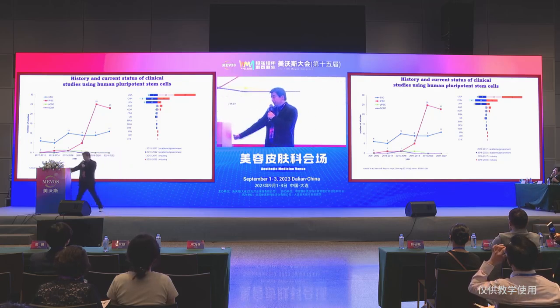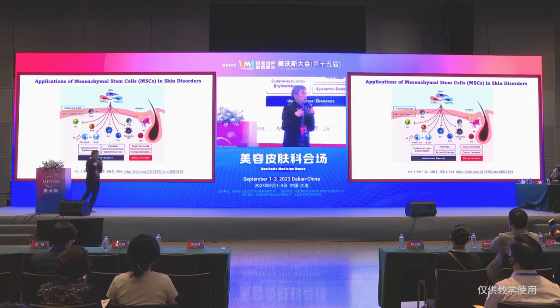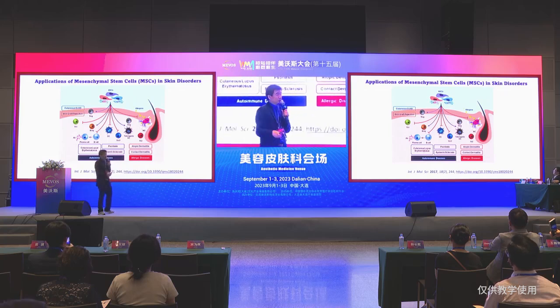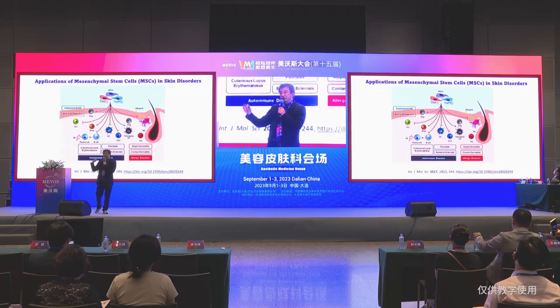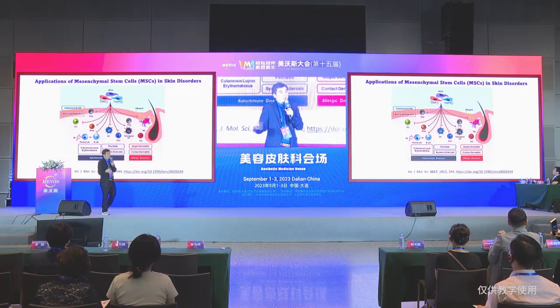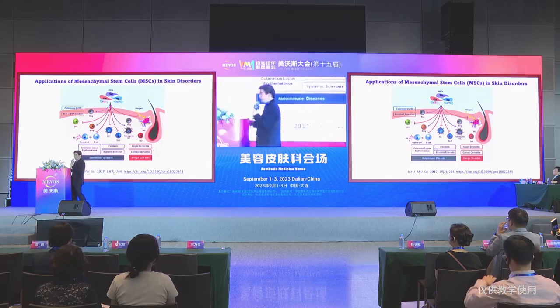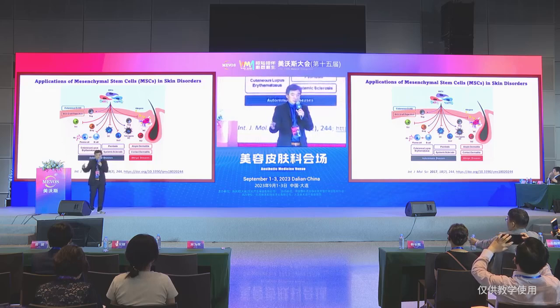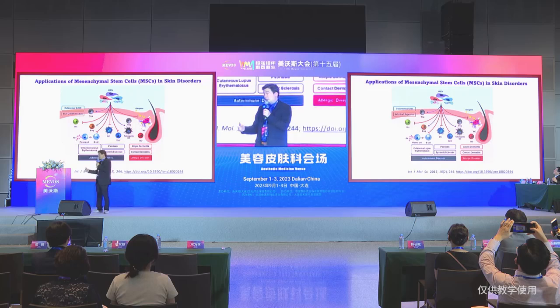If we look at skin disorders, mesenchymal stem cells are particularly interesting because they generate all types of cells related to the skin, including the immune cells in the skin. That's why they have great potential to treat autoimmune disease in the skin and also allergic disease involving the skin.